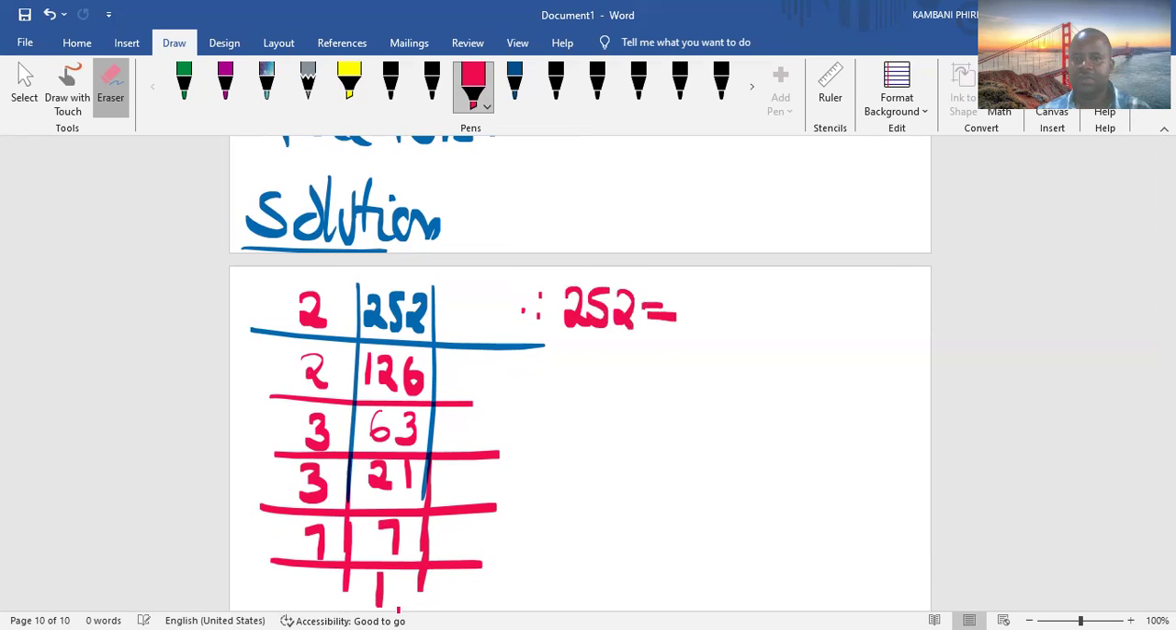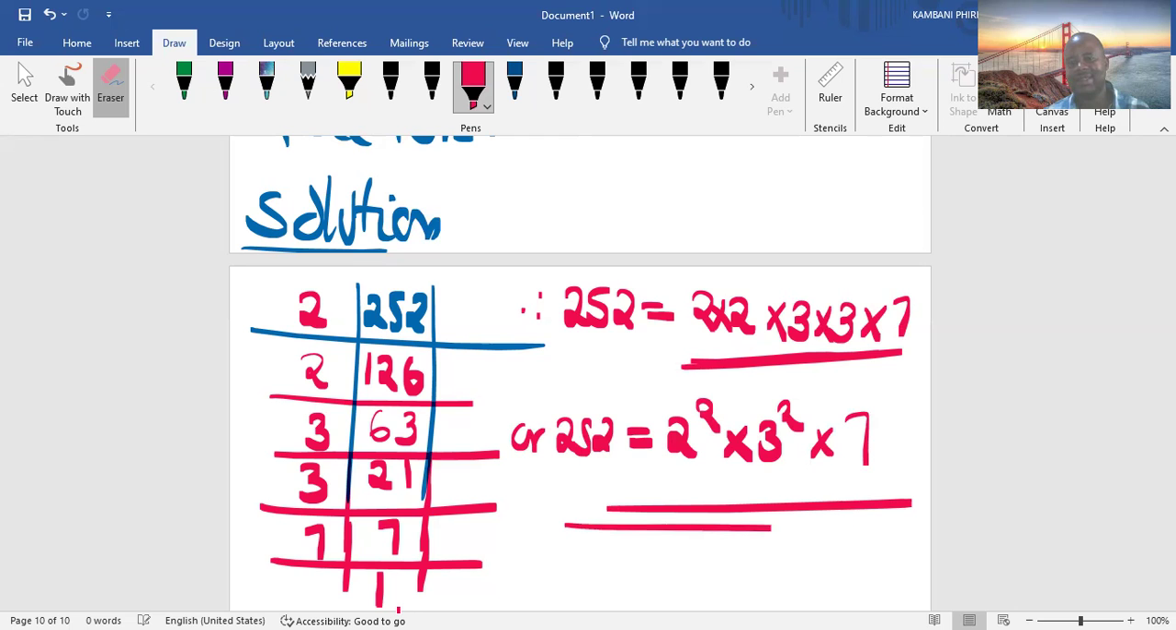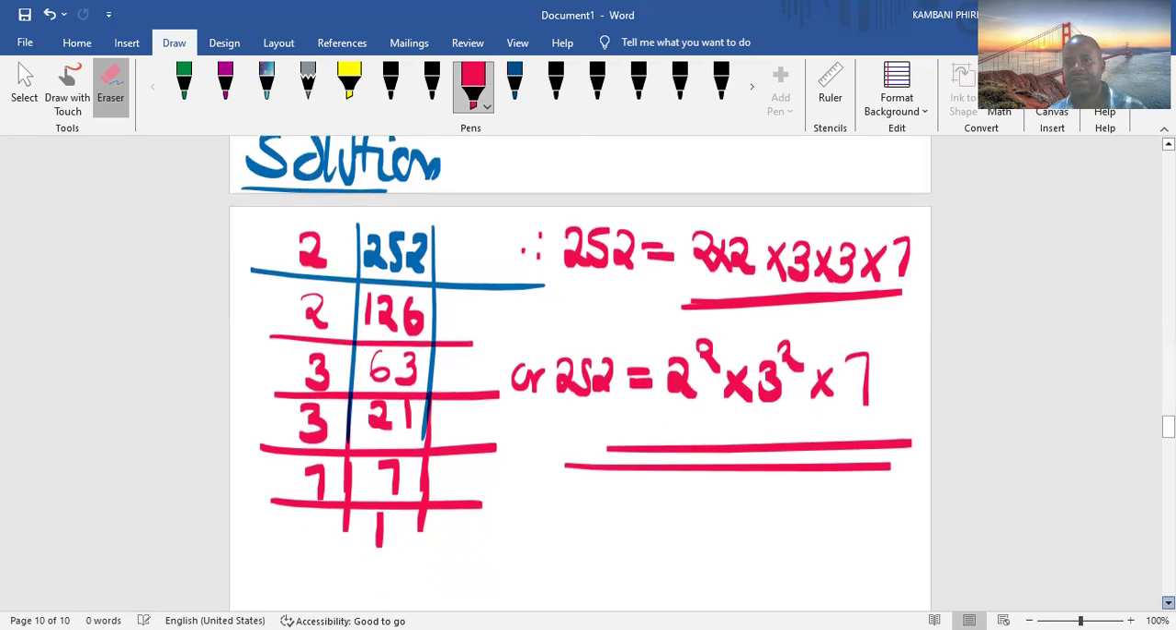Therefore, 252 can be written as 2 by 2 by 3 by 3 by 7. Or indeed, 252 is equal to 2 to the power 2 by 3 to the power 2 by 7. That's it. That's where we end for this presentation.